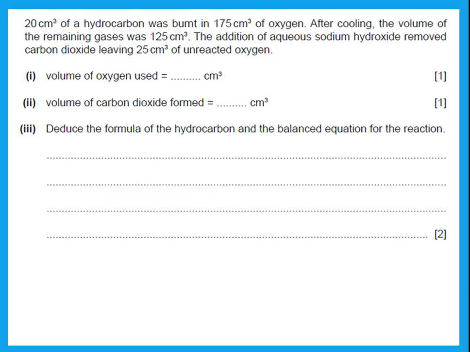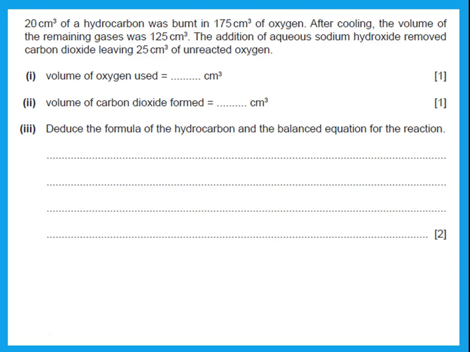This question says 20 cm³ of a hydrocarbon was burnt in 175 cm³ of oxygen. After cooling, the volume of the remaining gases was 125 cm³. Addition of aqueous sodium hydroxide removed carbon dioxide, leaving 25 cm³ of unreacted oxygen. Okay, what is happening here? First of all, he has a hydrocarbon, and we know that a hydrocarbon is made up of carbon and hydrogen, and he burnt it in oxygen.